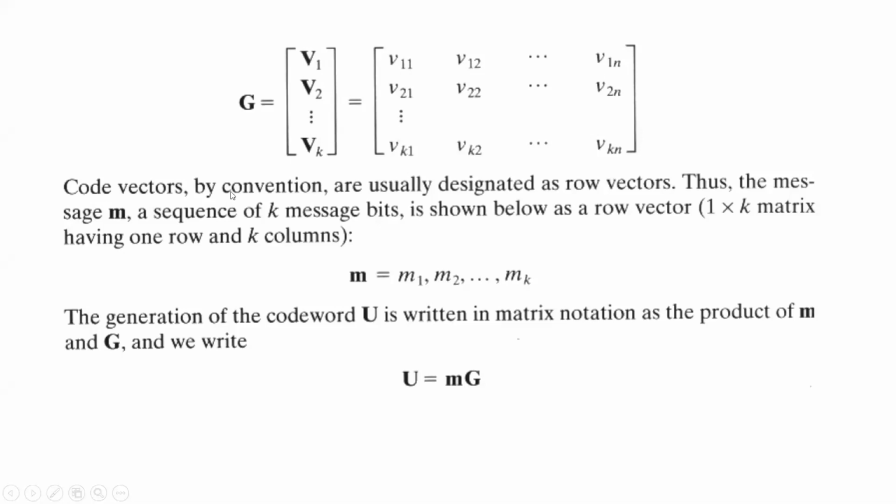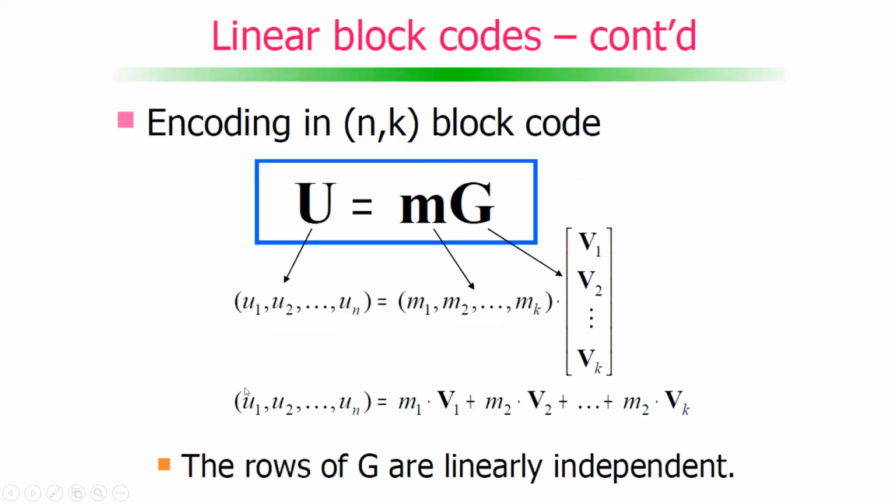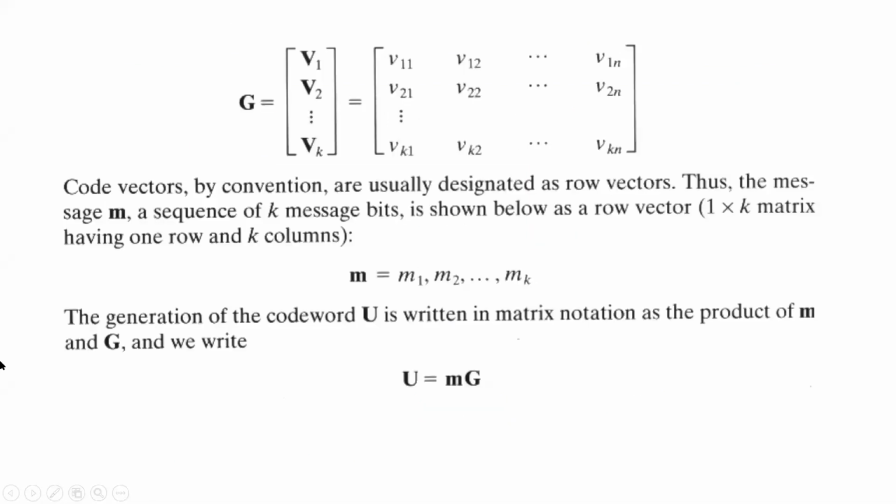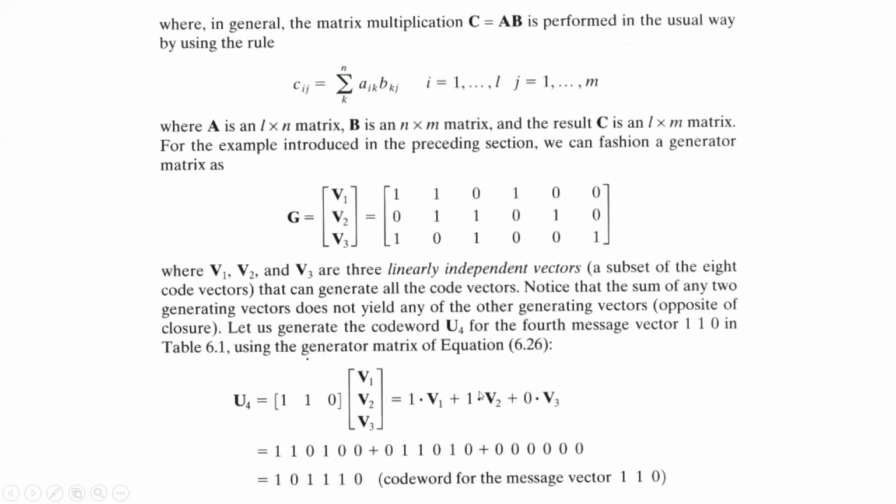Now, code vectors by convention are usually designated as row vectors. So every row vector will be a code vector. Thus, the message M, a sequence of k message bits, is shown below as a row vector. So message is basically a row vector, right? The generation of the code word U is written in matrix notation as U equal to M into G. Now, this Cij, this is the matrix multiplication. You all know how to do the matrix multiplication. This is just the mathematical formulation of the multiplication done.